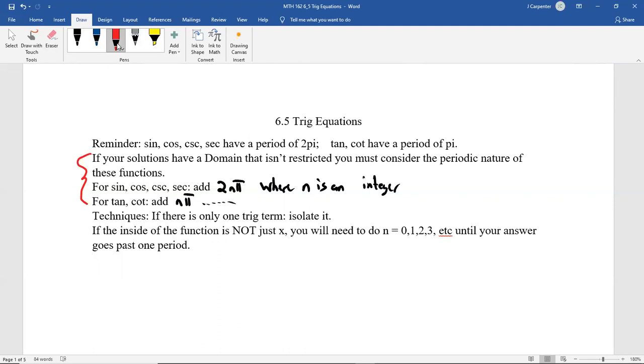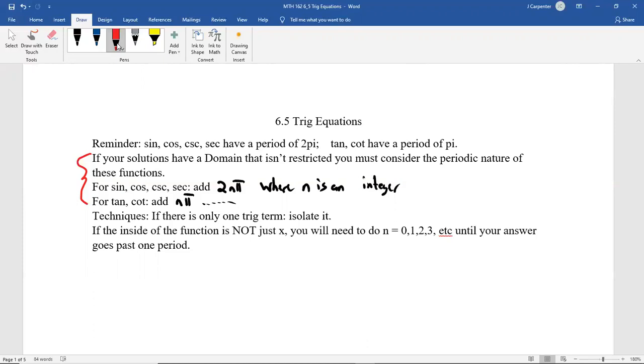So if you don't have a restricted domain, so if I just say solve, and I'll say solve from 0 to 2 pi, then whenever you do your sines, cosines, cosecants, or secants, your solutions, you have to add this 2 n pi because there are infinitely many answers. Every time you go another 360 degrees, the answer is still true. For tangent and cotangent, it's every time you go another 180 degrees, the answer is still true. So that's what this represents, because we can let n be any number. It can be 0, it can be 1, it can be 2, it can be 3, and then there's our first, second, third, and fourth solutions, whatever. So again, all that's paired together.